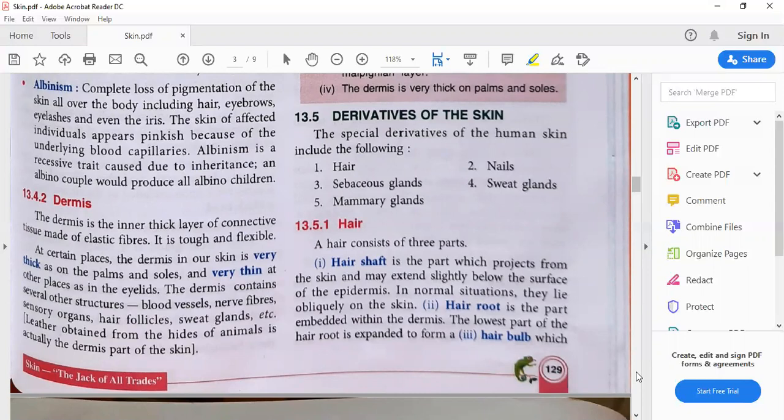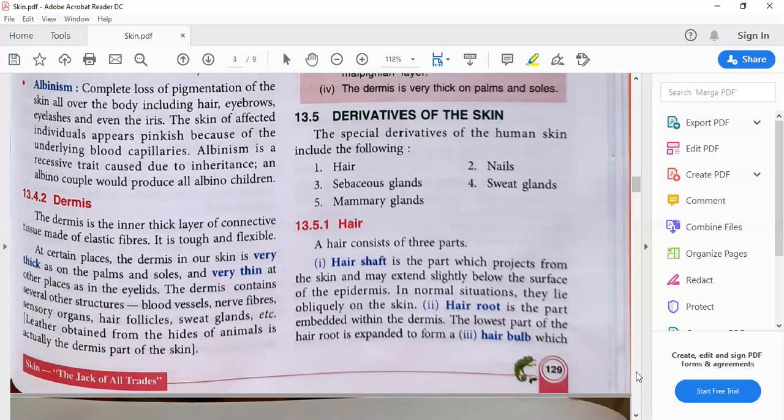What is there in the dermis? It contains blood vessels, nerve fibers, sensory organs. All the sensation to the skin is provided by the dermis only. The hair follicles begin from the dermis. Then there is the sweat gland.